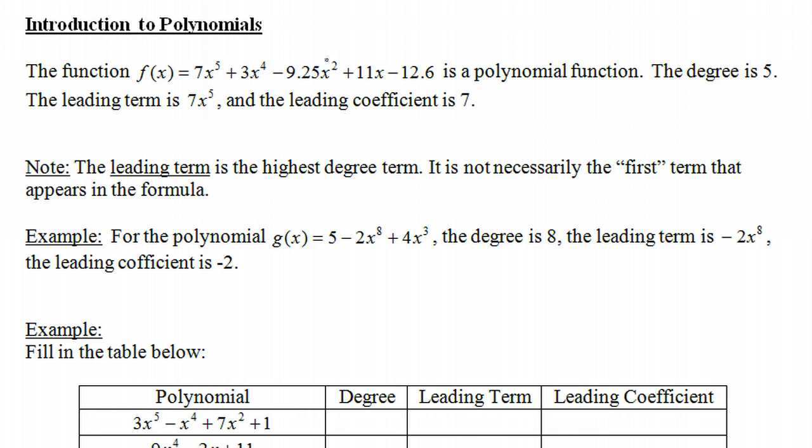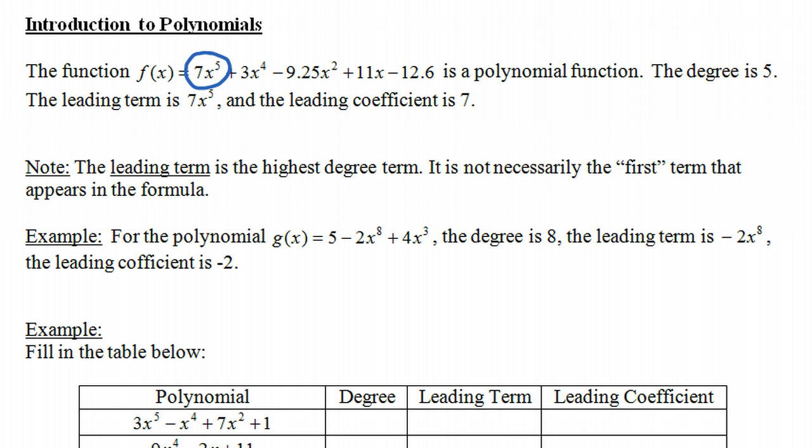All the exponents have to be positive, but you're allowed to have as many terms as you need, and each of the terms will have a coefficient. Now the coefficient could be 1, but each of the terms has a coefficient. The leading term is just the term that has highest degree, and that term here was 7x to the fifth. Now it is not necessarily the first term that appears in the formula.